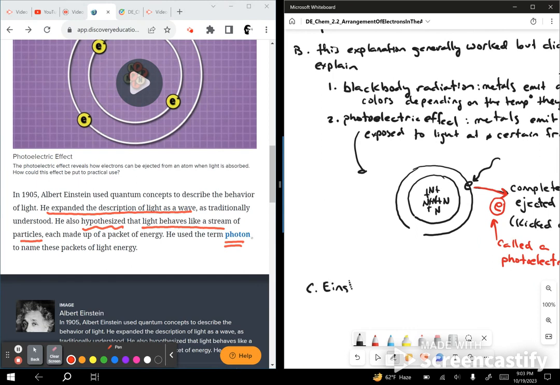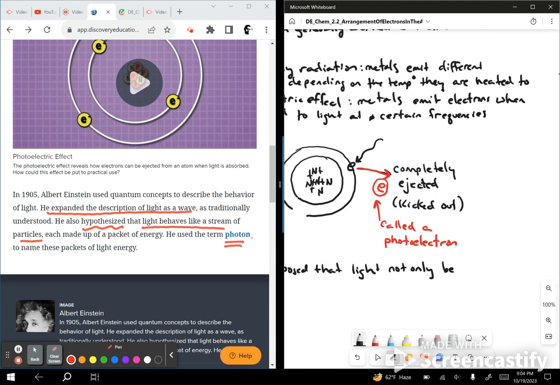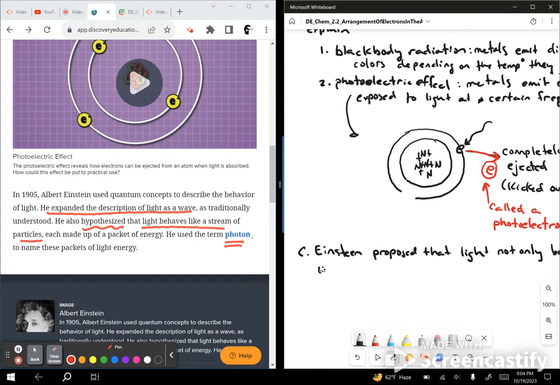Okay, so let's go ahead here and let's call this letter C. Einstein proposed that light not only behaves like a wave, but also like particles.